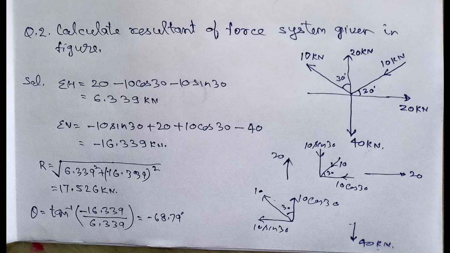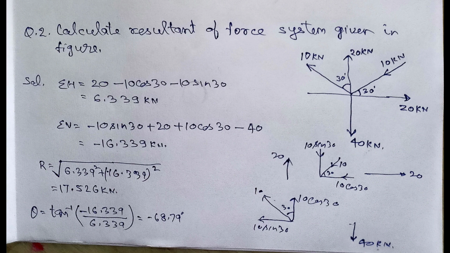So we will resolve only the forces which are at an angle or which are inclined. So we can find out sigma h as 20 is in positive x direction. The component of 10 in horizontal direction will be 10 cos 30 and its direction will be in negative x direction.